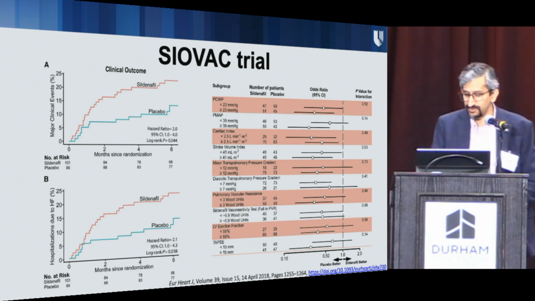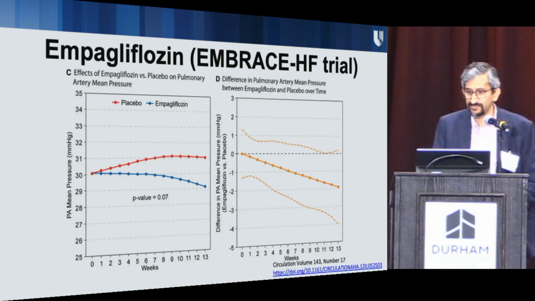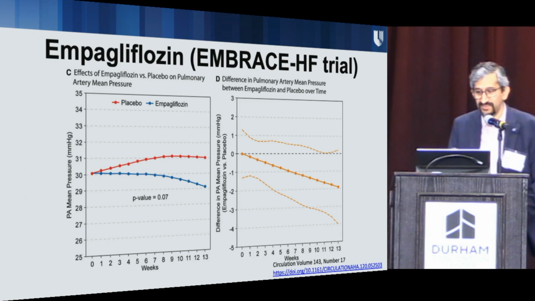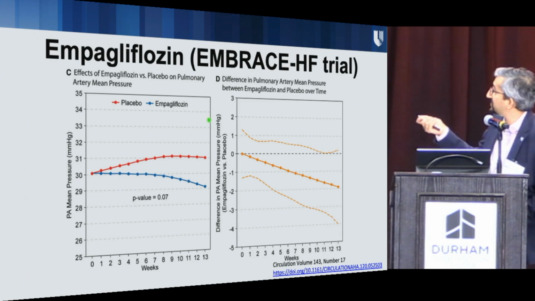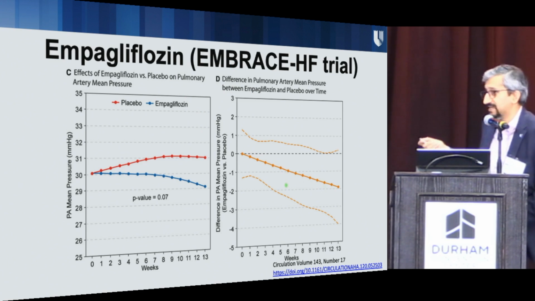But there are some other drugs that do seem to show some benefit. What don't SGLT2 inhibitors work in? We haven't found anything that they haven't worked on yet. Maybe some cancer, I don't know. But this is empagliflozin in the EMBRACE-HF trial. They saw a significant decrease in the PA mean pressure over time.